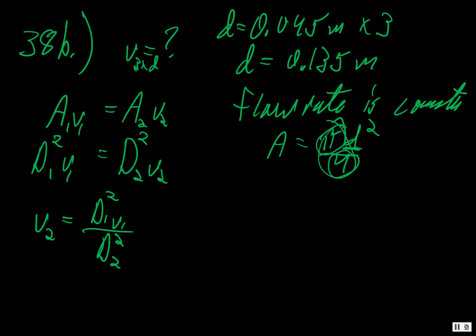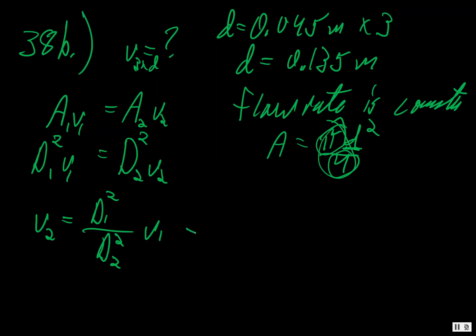So V2, and actually what I should have done is pulled the V1 out, like this. All right. So let's just plug everything in now. So diameter 2. Did I write that right, or did I write it upside down? So V2 is equal to D1 over D2. Yeah, I did it right.